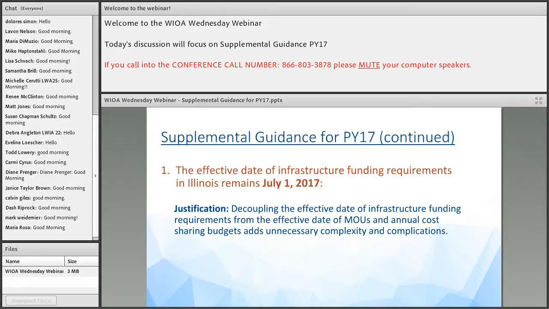And the thinking of the interagency work group is that delaying the infrastructure requirements by 6 months would complicate the MOU negotiations and the negotiations about the local system costs. So the bottom line is that Illinois really does not have a compelling reason right now to delay the effective date of infrastructure costs, and that therefore the July 1, 2017 effective date stands.